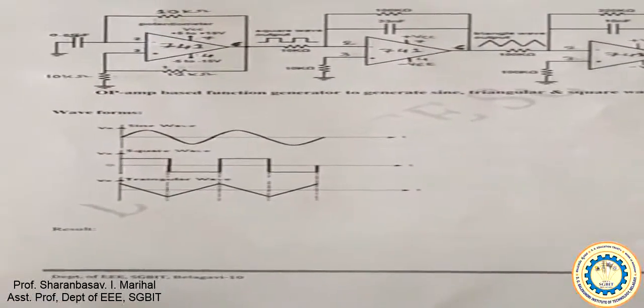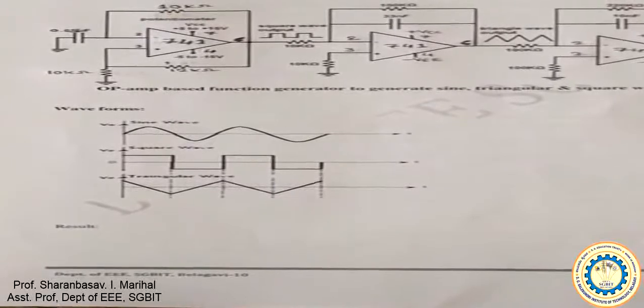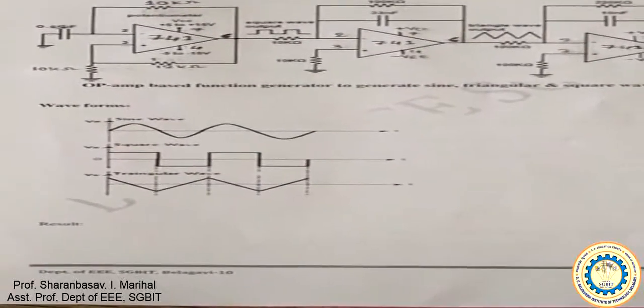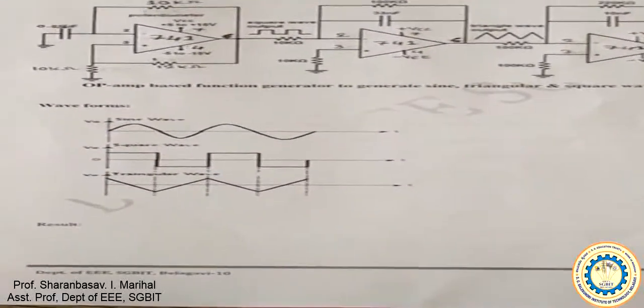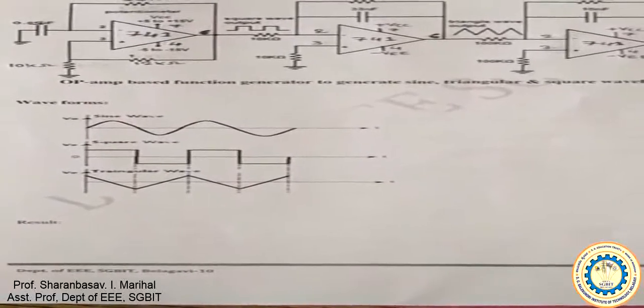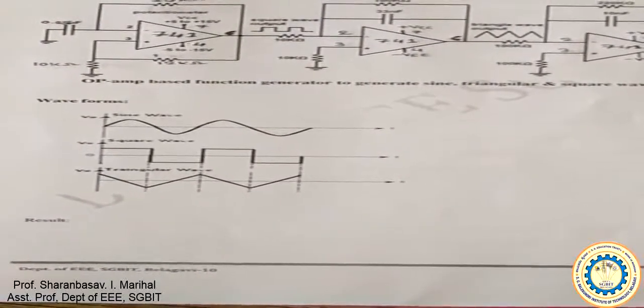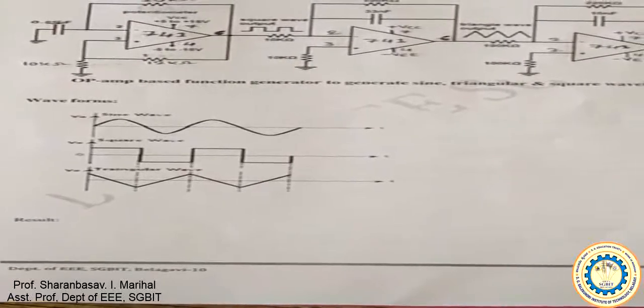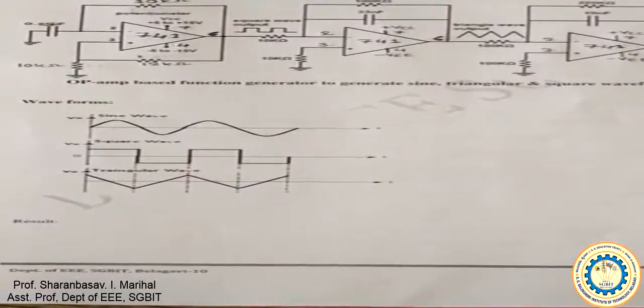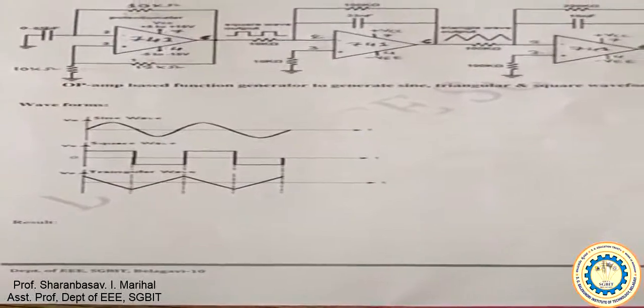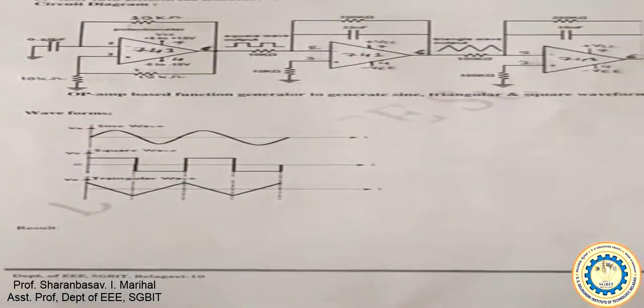We can even see the nature of the waveform we are expecting from the output of these circuits. The sinusoidal waveform we are expecting from the third op-amp output, a square wave output we can expect from the first op-amp circuit, and a triangular wave output we can expect from the second op-amp circuit. Let us see whether we are going to get it or not.